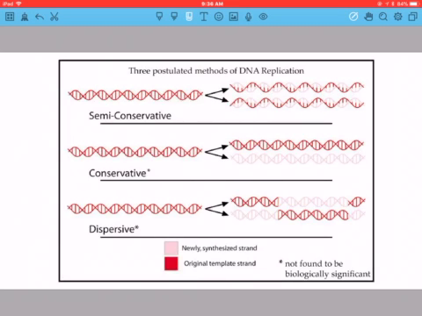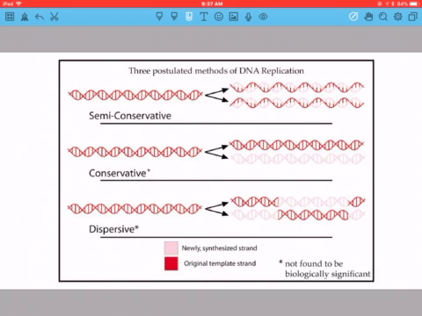Well, it didn't take long for scientists to jump on this, and in 1958, two scientists, Meselson and Stahl, generated evidence sufficient to help us understand how this replication occurs. Before their experiment, it was postulated that replication was either semi-conservative, conservative, or dispersive.